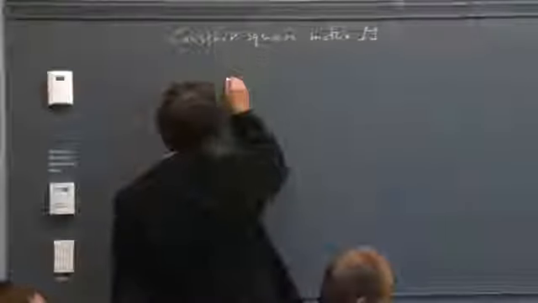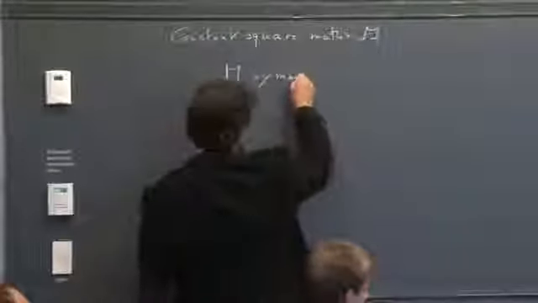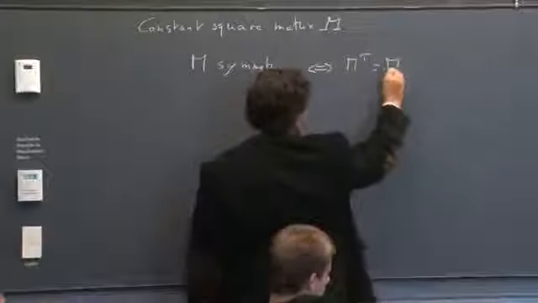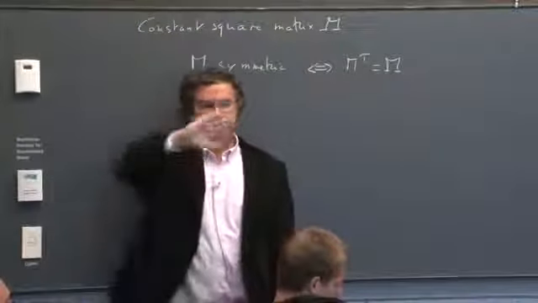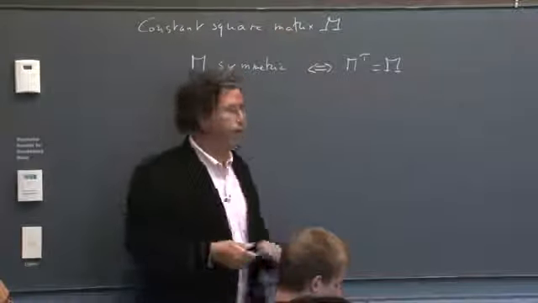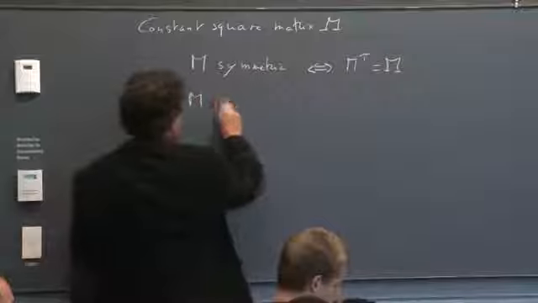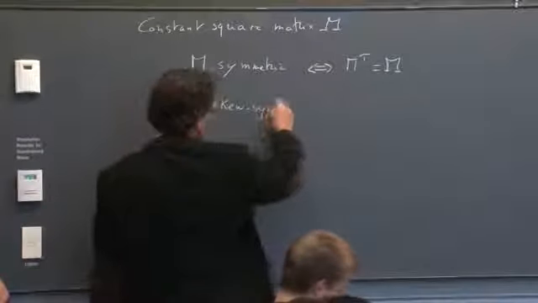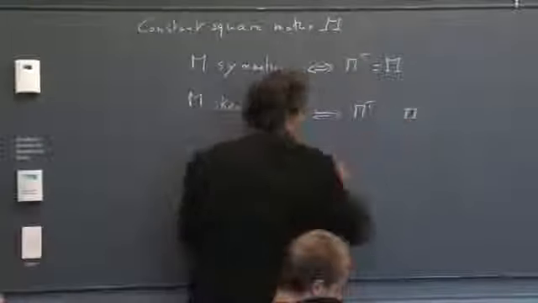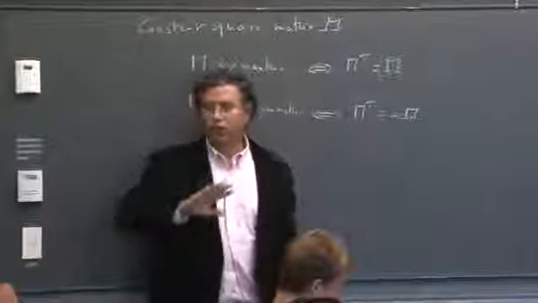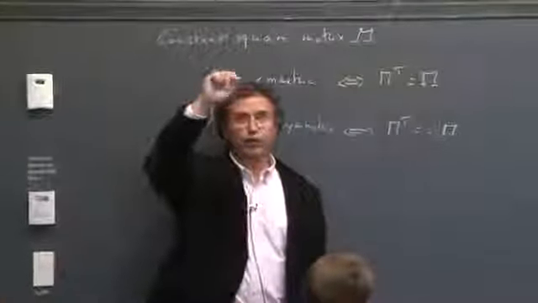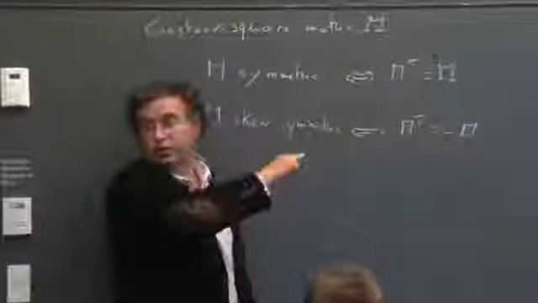So this matrix is said to be symmetric, by definition, if M transpose is equal to M. Okay, so basically if you flip it around the diagonal, you get the same matrix. It's said to be skew symmetric if M transpose is equal to minus M. Okay, so if you flip it around the diagonal, you get minus the matrix. So for instance, you can think of a matrix 0, 1, minus 1, 0. Okay?